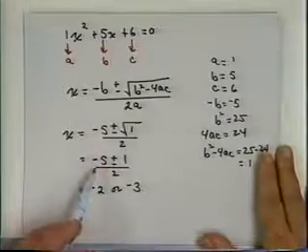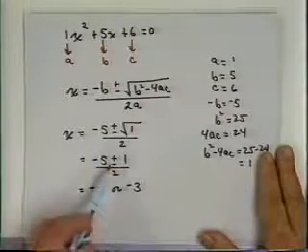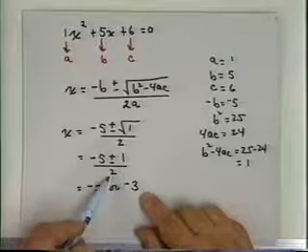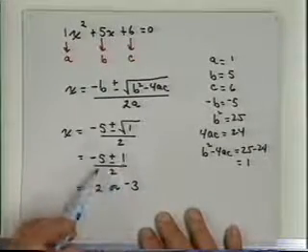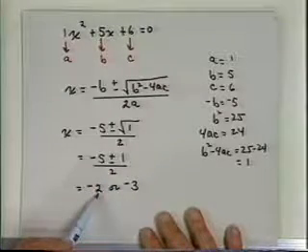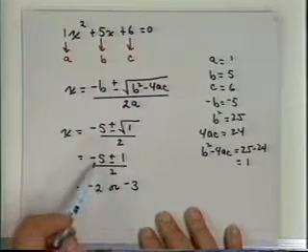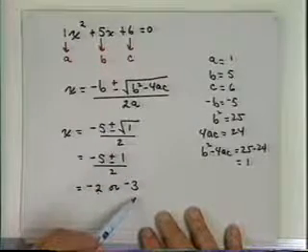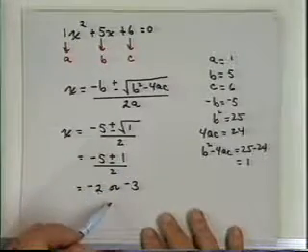So what's the answer to this problem? It's negative 5 plus or minus the square root of 1. Well, the square root of 1 is just 1, over 2. If we take the plus sign, negative 5 plus 1 is negative 4 over 2, which is negative 2. If we take the minus sign, negative 5 minus 1 is negative 6 over 2, which gives me negative 3. And there's the answer to the problem.